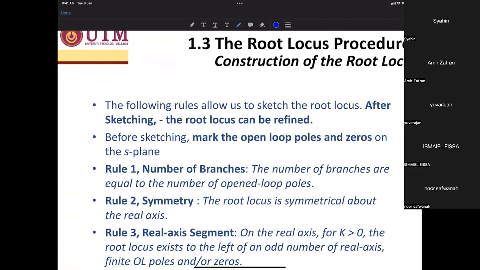So in order to construct a root locus, we have several rules that we must follow. Okay, the following rules allow us to sketch the root locus. After sketching, the root locus can be refined. So before sketching, first we must mark the open loop poles and open loop zeros on the S-plane.